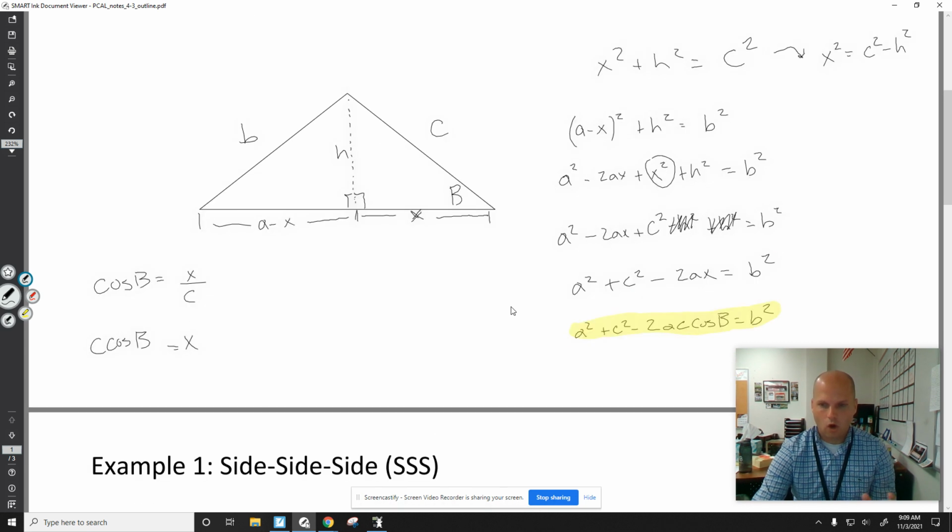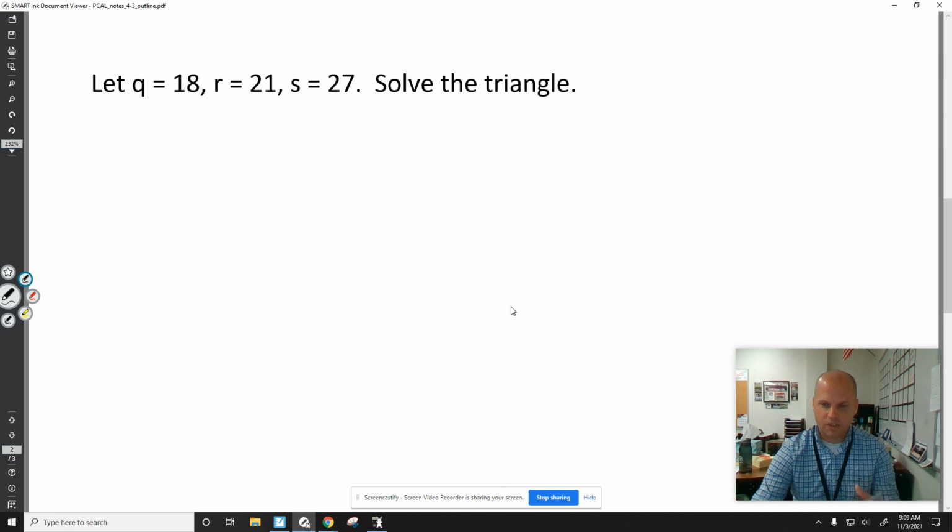All we need to be able to do is set up the triangle and then set it up with the law of cosines, and then we'd be able to solve for either an angle or a missing side length, and either use it again or use the law of sines to find another missing angle. So let's see this. I got Q, R, and S. 18, 21, and 27 looks to be right.